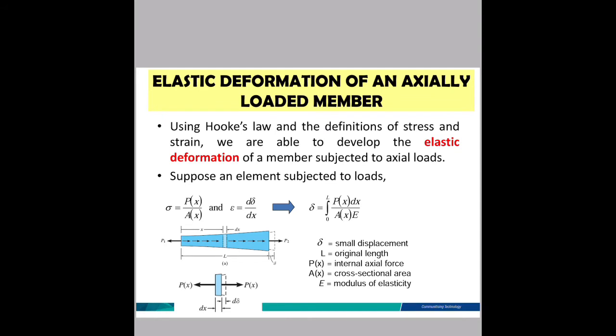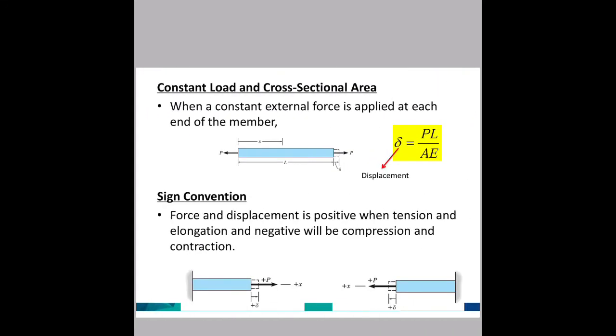Elastic deformation of an axially loaded member. Using Hooke's law and the definition of stress and strain, we are able to develop the elastic deformation for a member subjected to axial loads. Suppose an element is subjected to a load, then you have stress equal to P over A for normal stress, and normal strain is the displacement divided by the original length. When you integrate this, you will get this formula, which is the displacement. Mathematically, it can be expressed that displacement is equal to PL over AE.